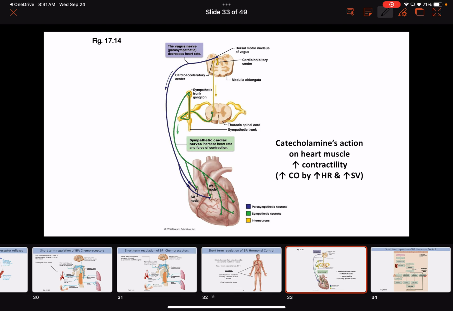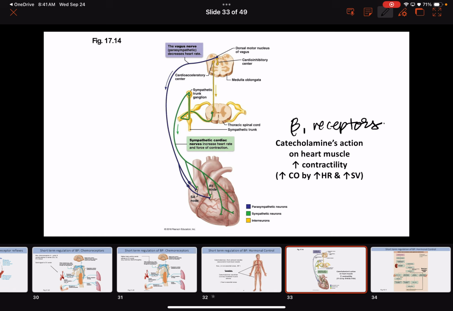And then catecholamines' action on the heart muscle is to increase contractility. So do not forget that your sympathetic nervous system has connections on the SA and AV node, but also at the myocardium, at the ventricles as well. And these actually use a different receptor. For increasing contractility, these are actually beta-1 receptors. Now, do I ask you so much about beta-1, beta-2, alpha-1, alpha-2 on exams? No, I don't, but it is part of the curriculum. It may come up on a TEAS exam or something in the future, so just be mindful of that.